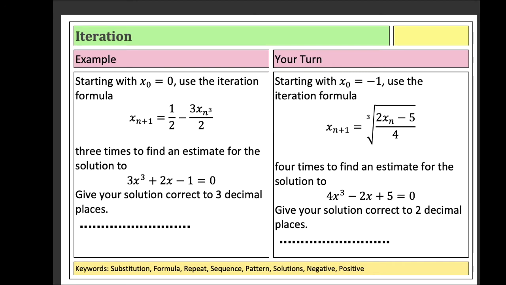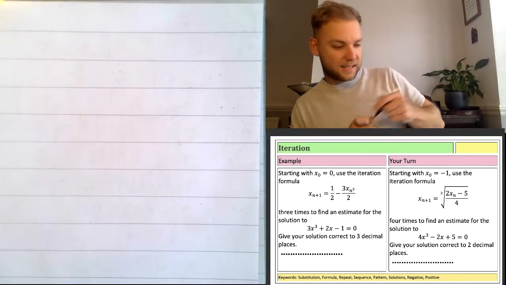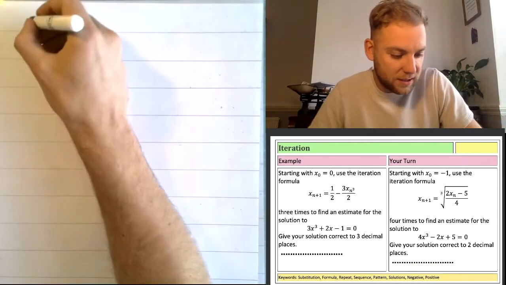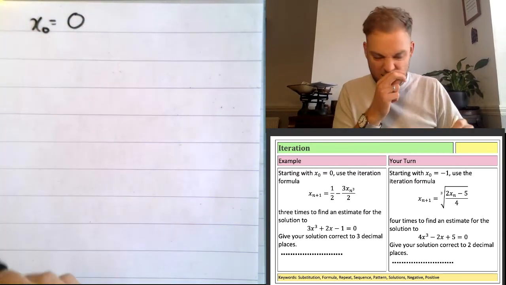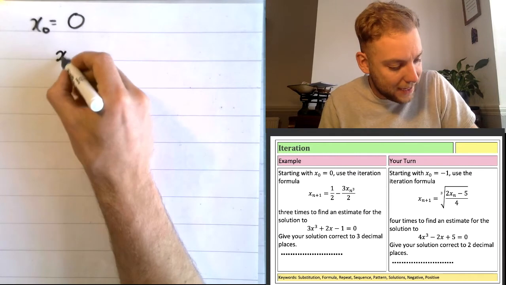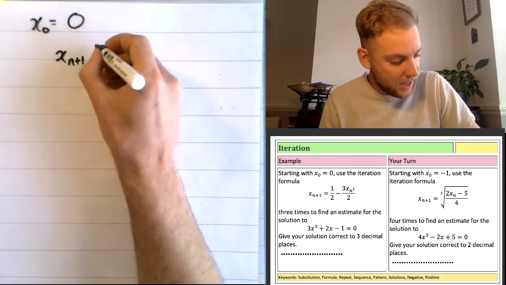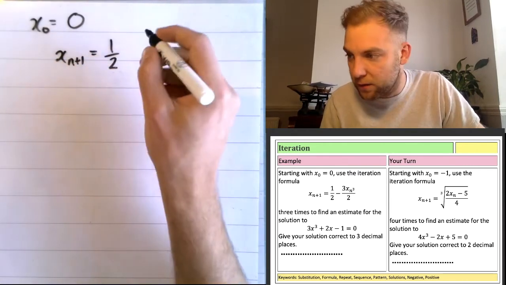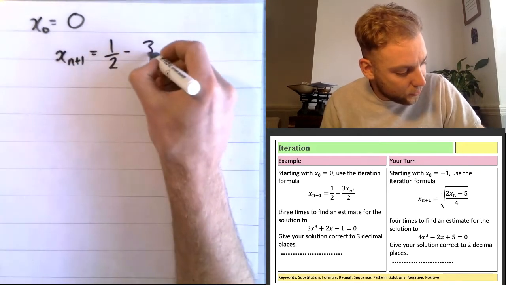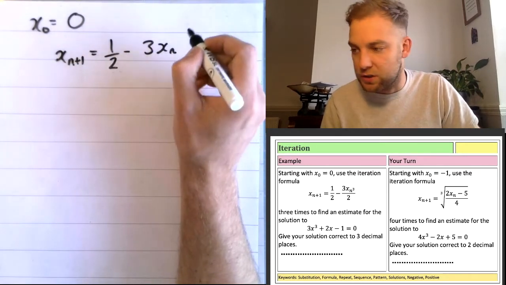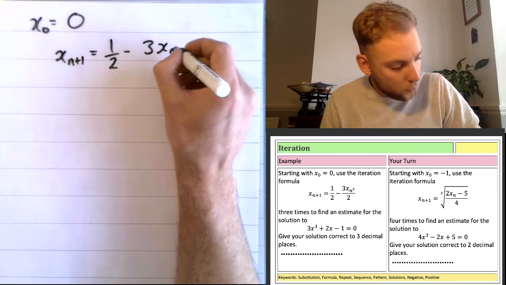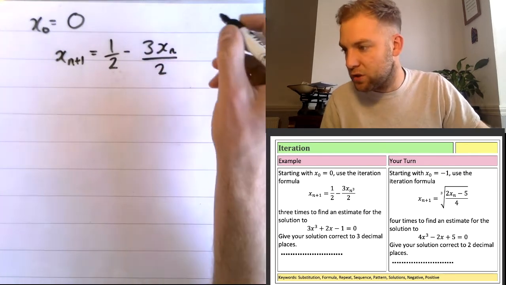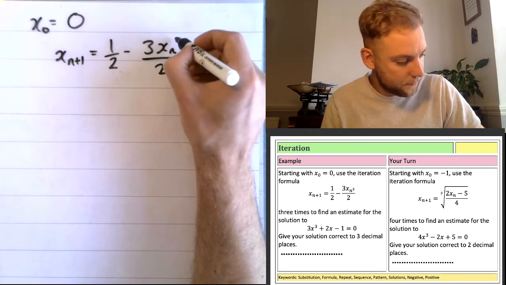Okay, I'm going to go through this first one then. So this time it says that my starting value x0 is equal to 0. It's given us the iteration formula, so my next term, x of n plus 1, is equal to a half minus 3 times my previous term, all over 2. My previous term cubed is that.